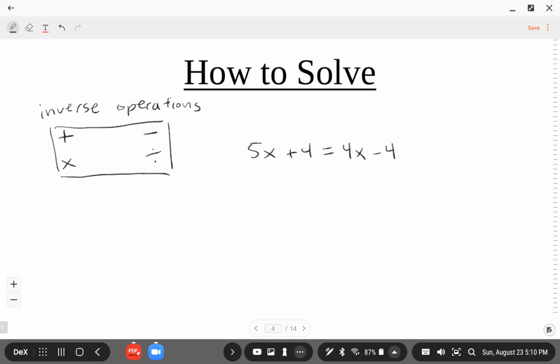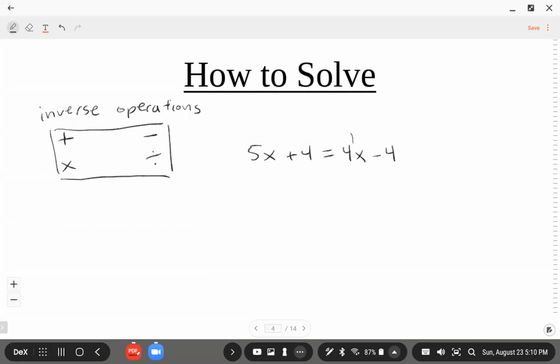So we need to isolate x on one side and then all the other numerals on the other side, right? So that's the main goal. We need to isolate x on one side and put everything else on the other side. So let's say we want to move all of the x's to the left-hand side right here, and then we need to move all the numerals to the right-hand side. Okay, so let's first start with moving 4x to where 5x is.